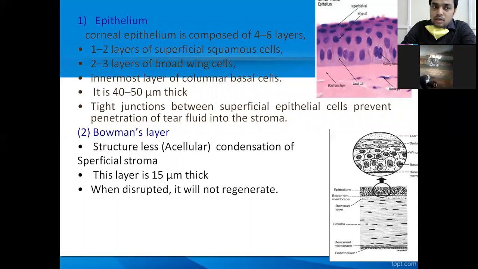in the cornea. So in the definition of the cornea, I have said that cornea is an avascular transparent structure. So in order to maintain the proper refraction of the eye, the cornea should be in a transparent state. If there is any damage to the Bowman's layer, as it doesn't regenerate, it leads to opacity of the cornea.